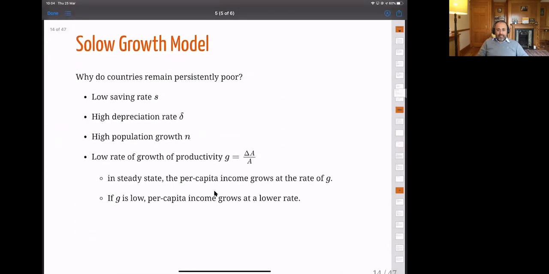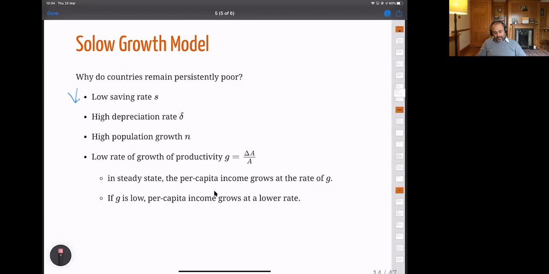Okay. Now, having said this, the Solow growth model has two kinds of growth. One is when you're growing towards an equilibrium, but once you reach an equilibrium, a steady state, you don't grow. So the question is, why are countries poor in steady state? Well, one reason is that they have a very low savings rate. That's one explanation from the Solow model.